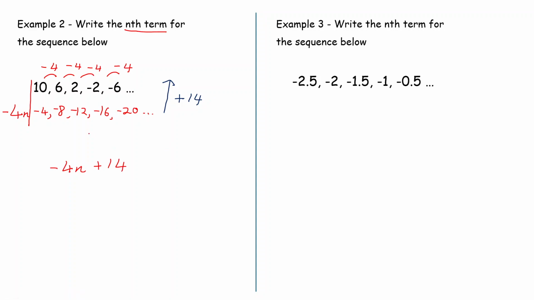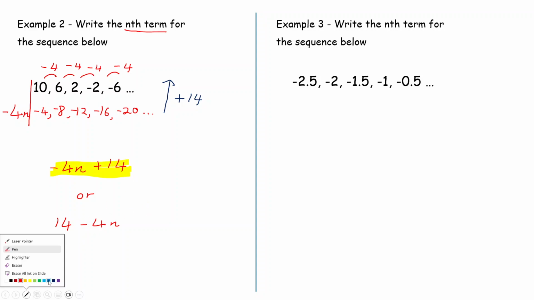Or you could write it, because usually in maths we like to write the positive parts first, as 14 take away 4n. They both mean exactly the same thing, okay? So either of those is absolutely correct. Okay, so that is my answer, or the one below. Absolutely fine. And again, let's just go and check our answer.